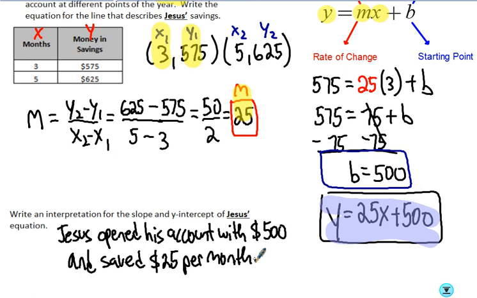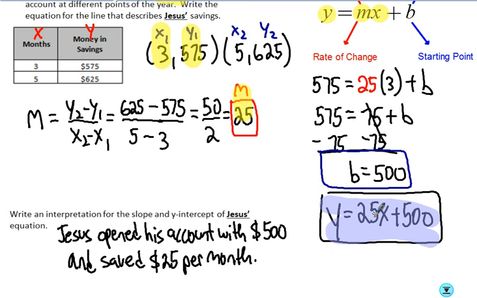And so we're doing this in context. Hopefully, don't think of this as a word problem. We're not trying to make it more difficult. If anything, we're actually trying to make it easier for you because we actually have a context to work with. So these numbers hopefully have some meaning. 500 means he opens the account with $500. 25 means how much he's saving. So hopefully the context helps us make some understanding out of all of this.